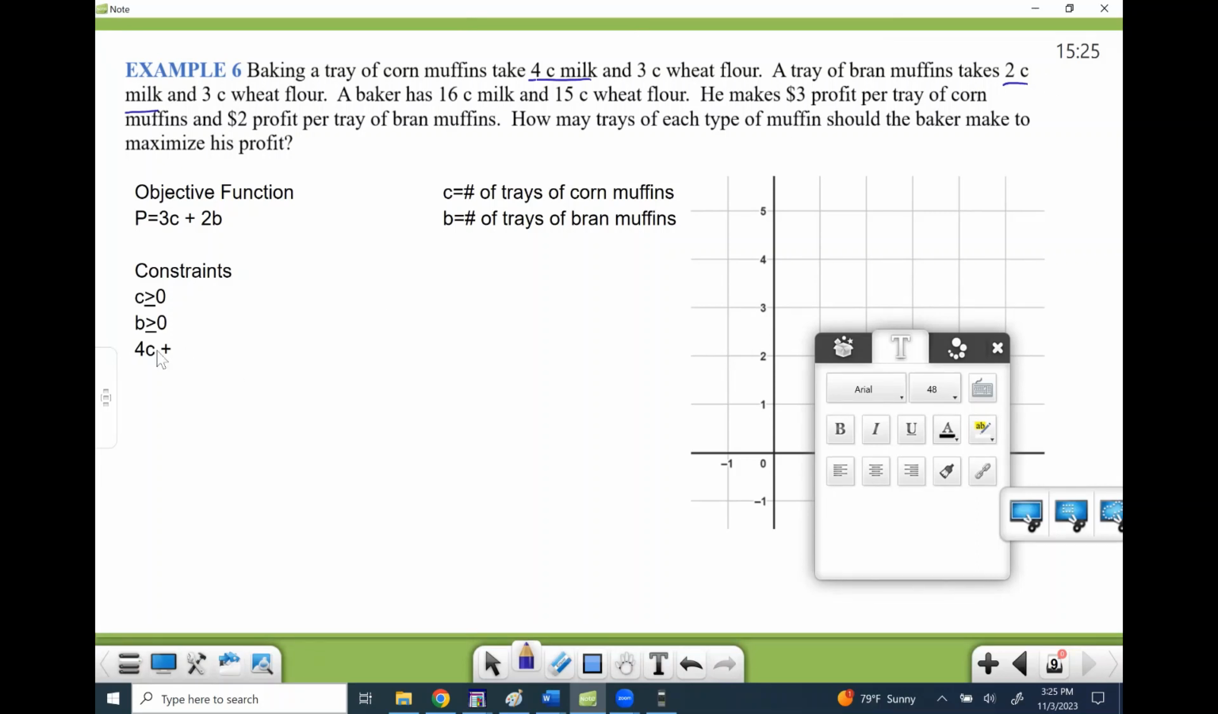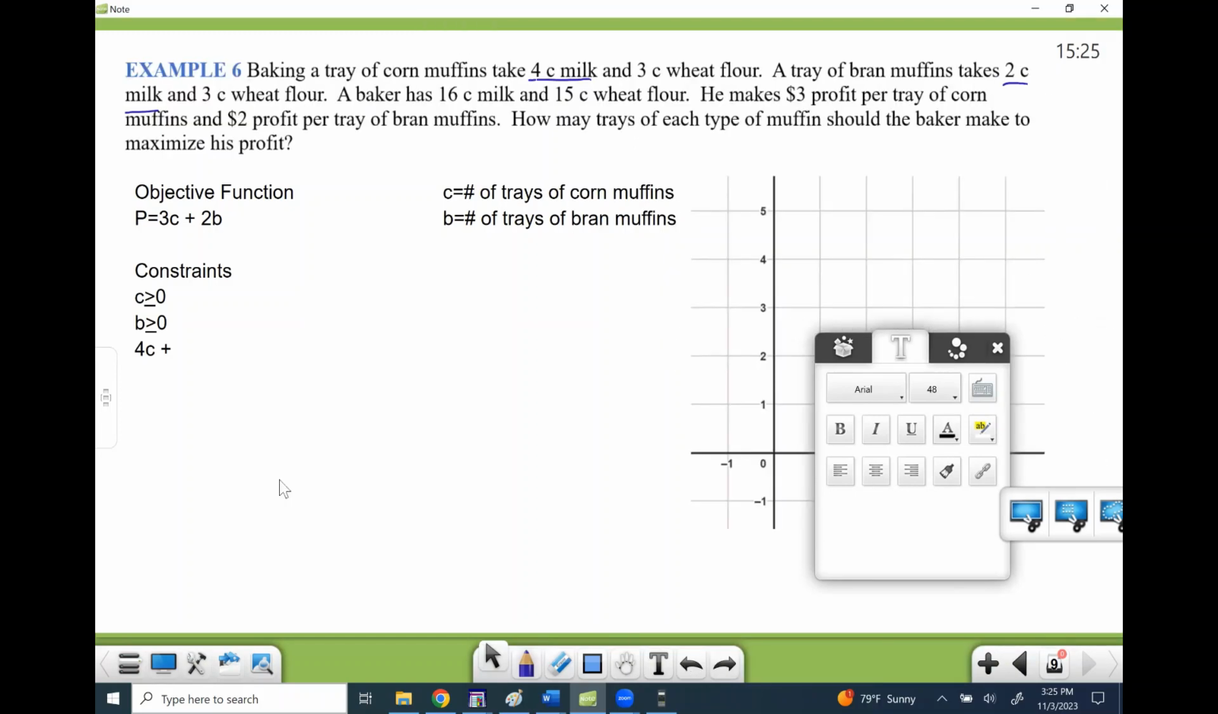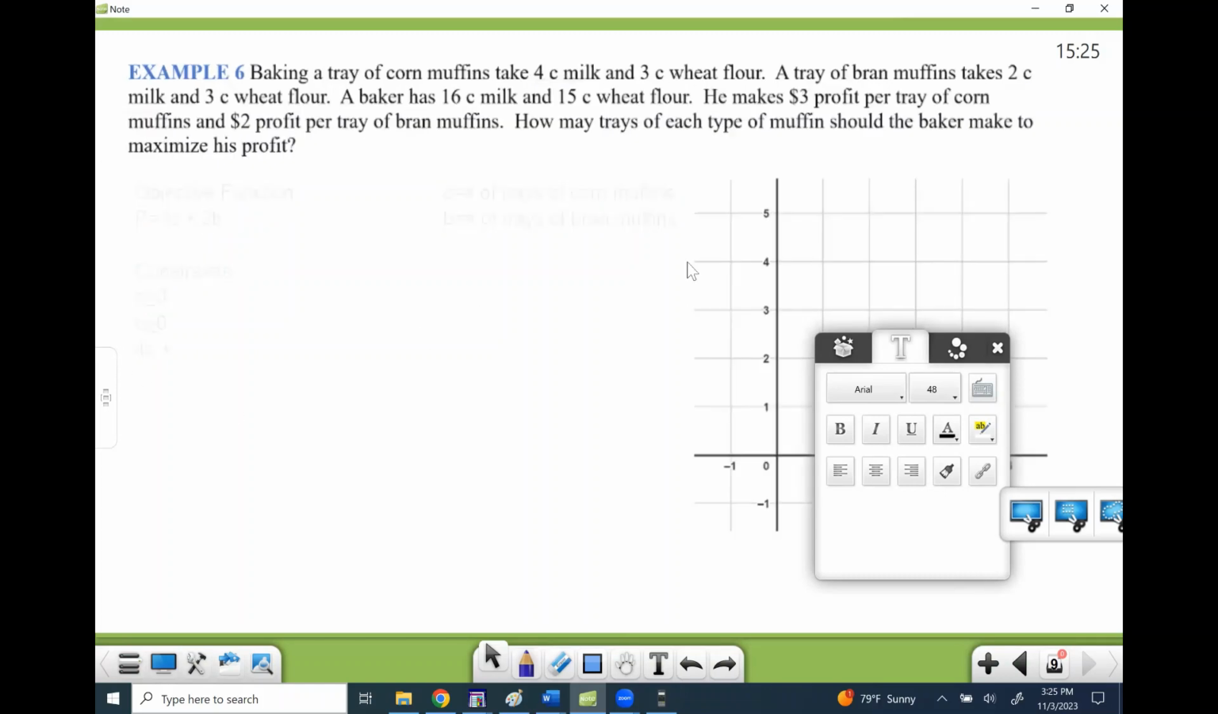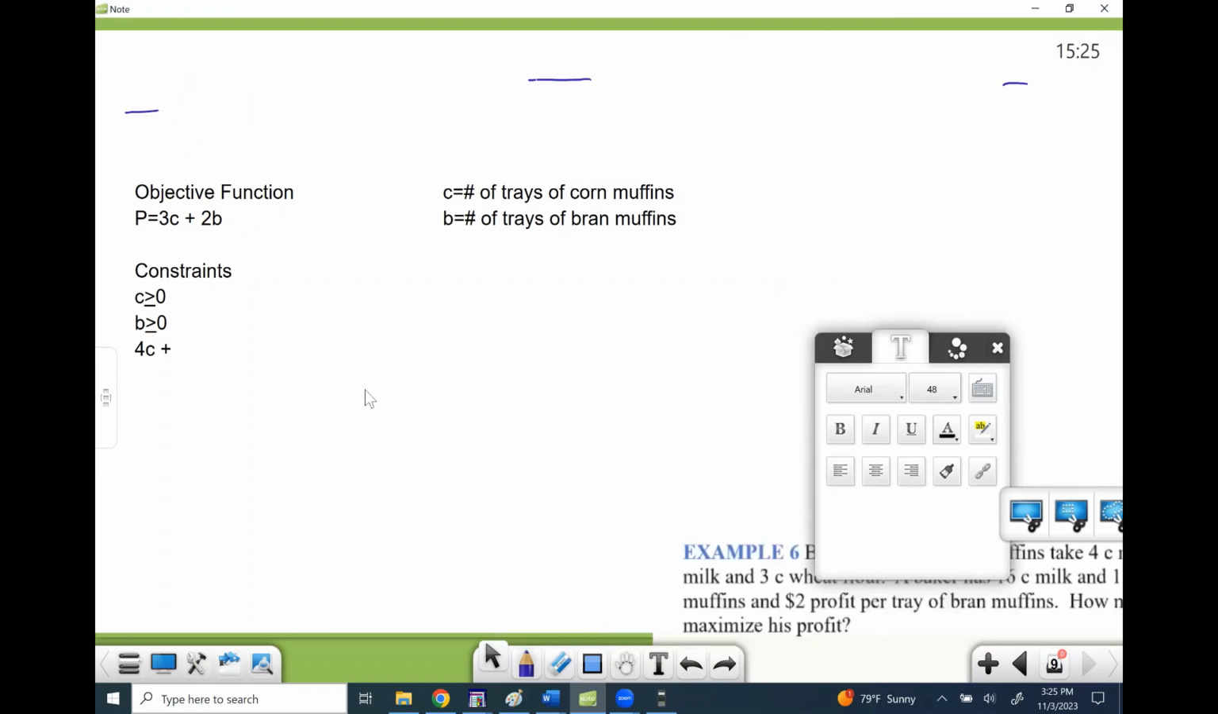So let me go back in here and type. Oops, sorry guys, my computer's so slow right now. There we go. Let's see, how can I select this? Sorry, this program that I have makes it really hard to select stuff. There we go. Unfortunately that's off the screen, but I'm just going to roll with it. So for the corn muffins, it was 4 for the milk, and for the bran muffins, it was 2 for the milk.